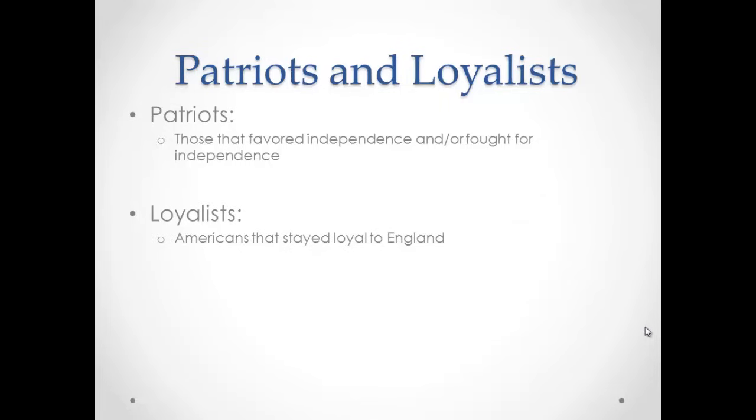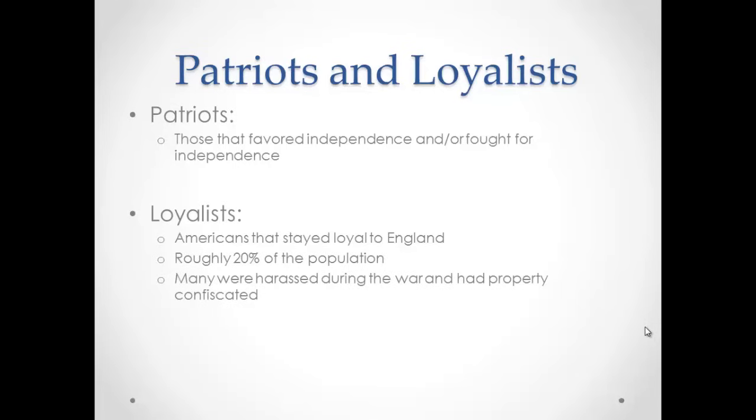These are Americans or colonists that stayed loyal to England, and they made up roughly 20% of the population. And during the war, many of them were harassed. They had their property confiscated, and many of them ended up leaving the country after the war as well. And they fled to places like England or Canada. Okay, some key battles during the war. There's three of them that you should be familiar with.